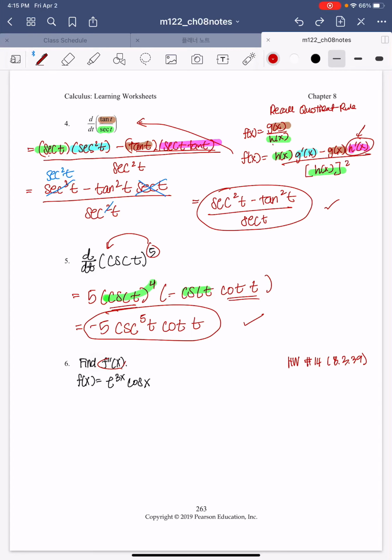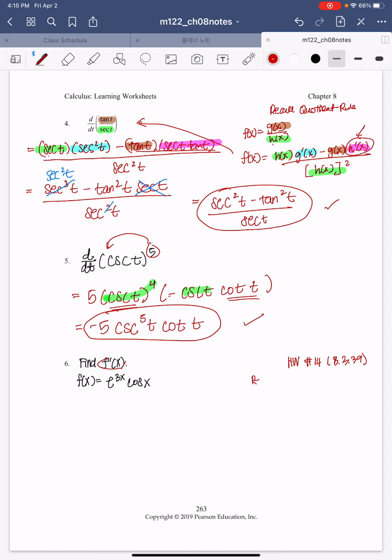Right, let's take a look at number 6. We have to take the second derivative, because it's f double prime of x, which is equal to e to the 3x cosine x. Now I'm looking at this one. There are two functions being multiplied, an e function and a cosine function, so I'm going to be applying the product rule.